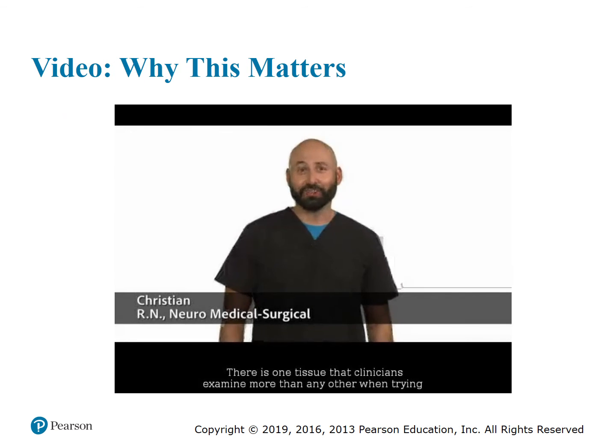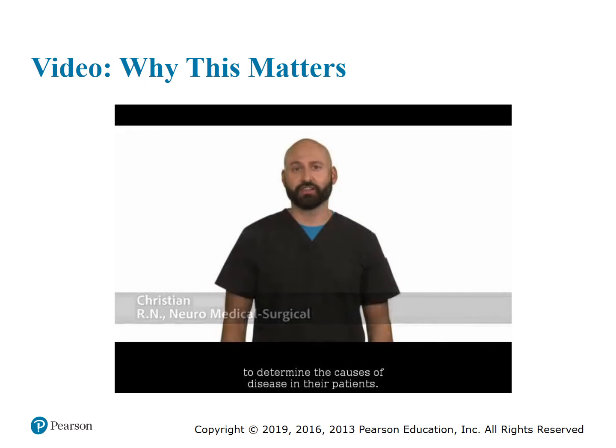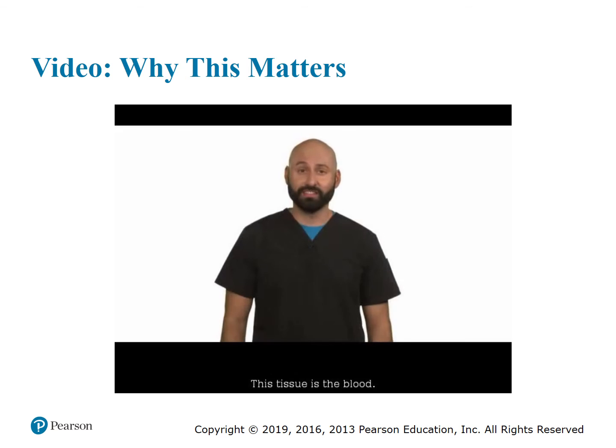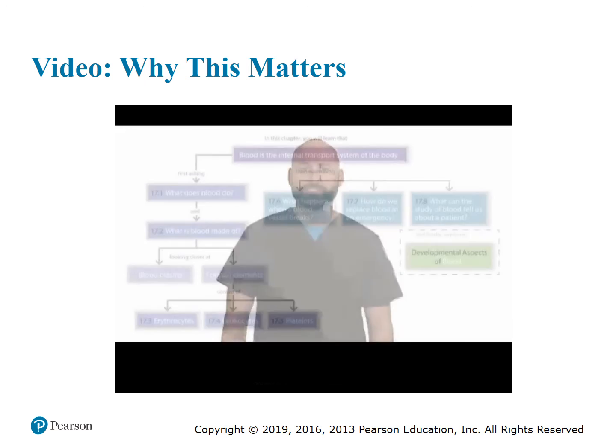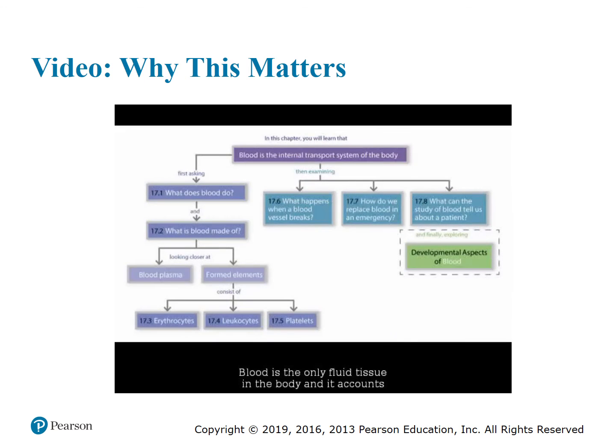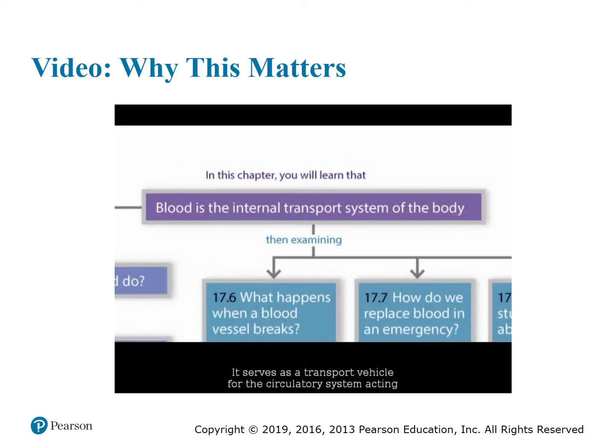There is one tissue that clinicians examine more than any other when trying to determine the causes of disease in their patients. This tissue is the blood. Blood is the only fluid tissue in the body and accounts for approximately 8% of your body weight. It serves as a transport vehicle for the circulatory system, acting out many critical functions in the body, which include delivering oxygen from the lungs and nutrients from the digestive tract to body cells.